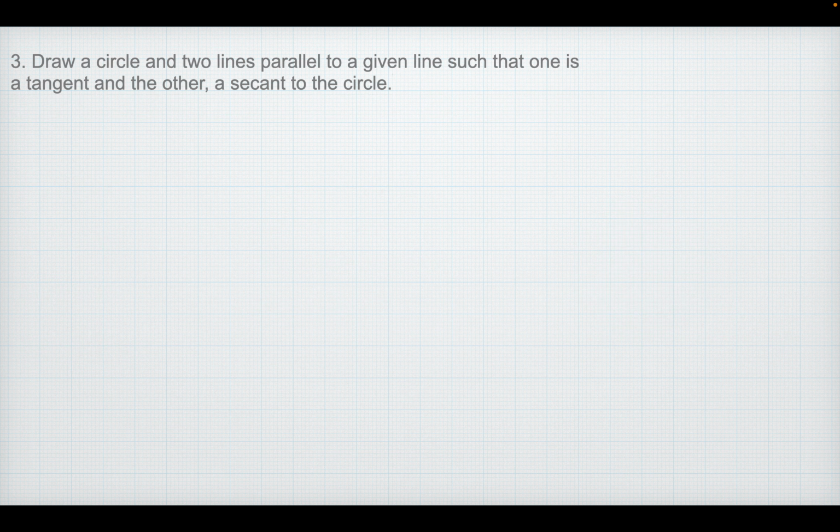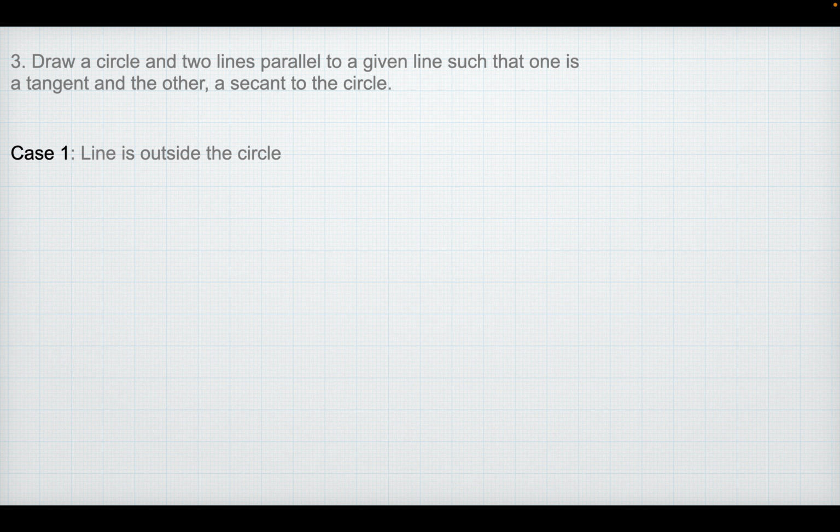Now let's take question, it should be question number 4. I mistyped it. Question number should be question 4. Draw a circle and 2 lines parallel to a given line such that one is a tangent and the other a secant to the circle. So it wants us to first draw a line, then draw 2 lines, one that is tangent, one that is a secant to a circle, but these should be parallel.